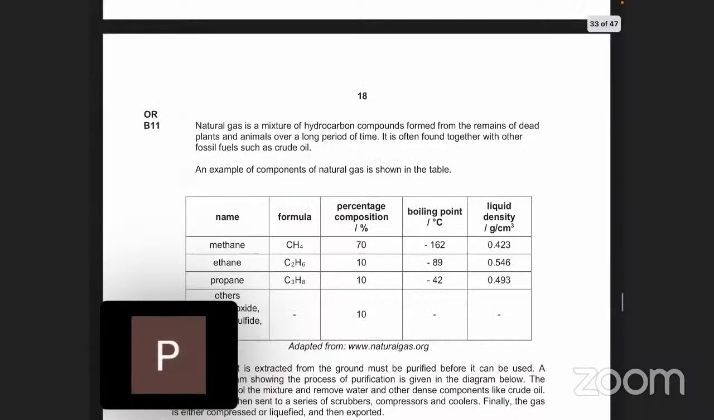Definitely not. Okay, continue, all right. Skip, skip. No, skip, skip. Skip, skip. Oh, we are already at B11. Sorry.